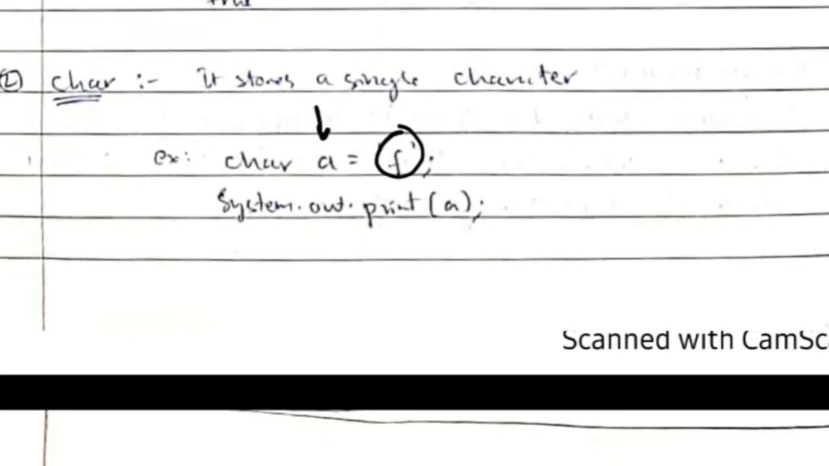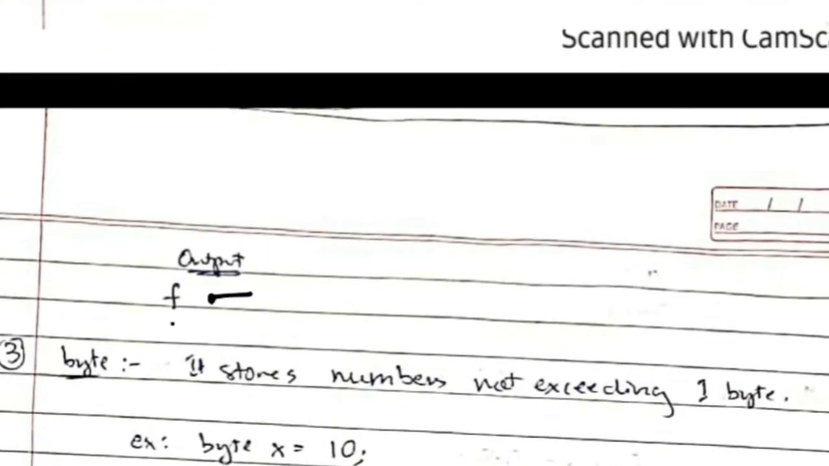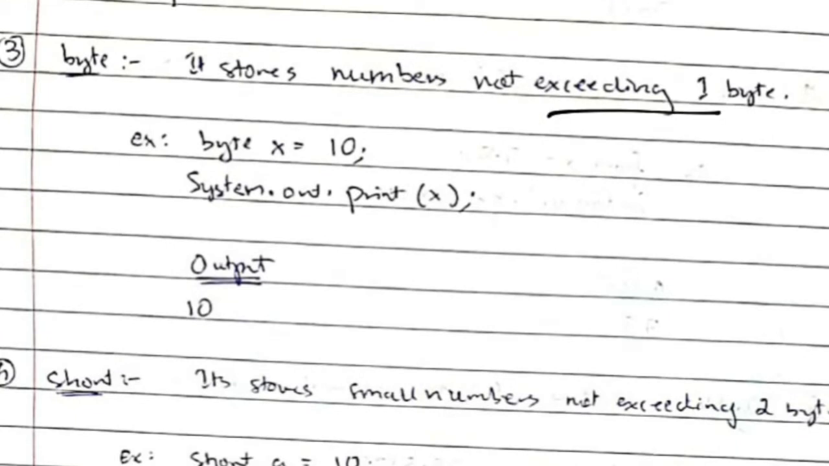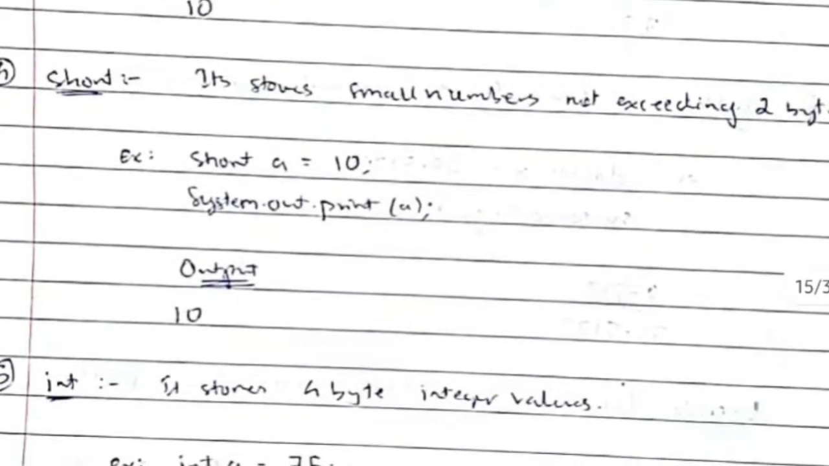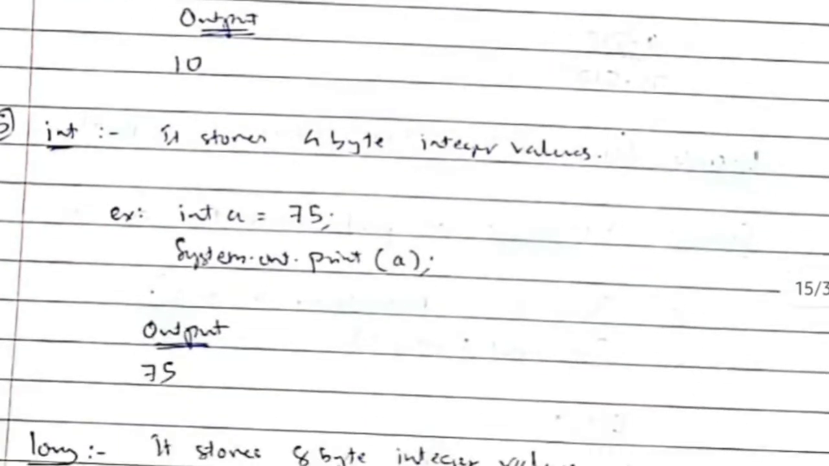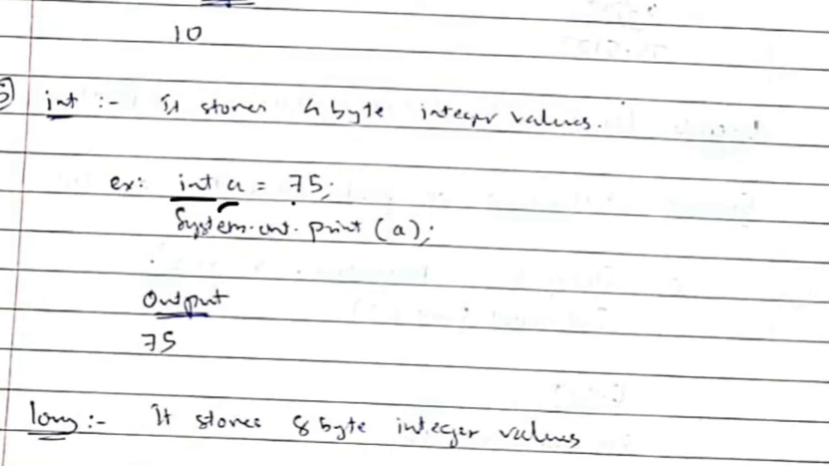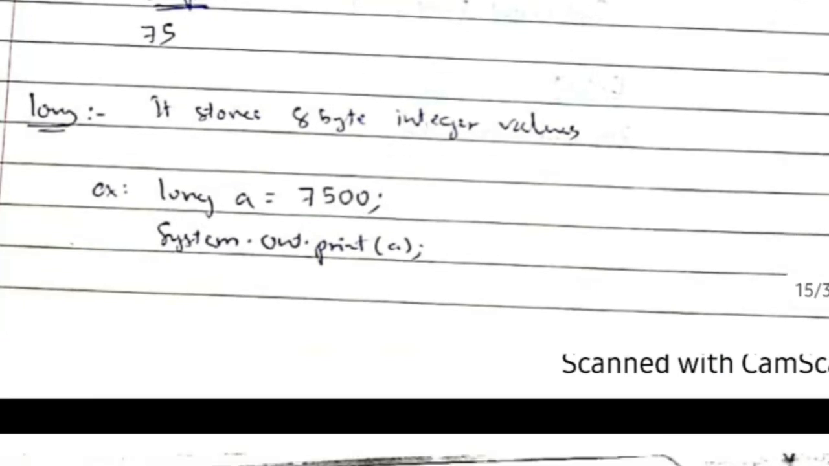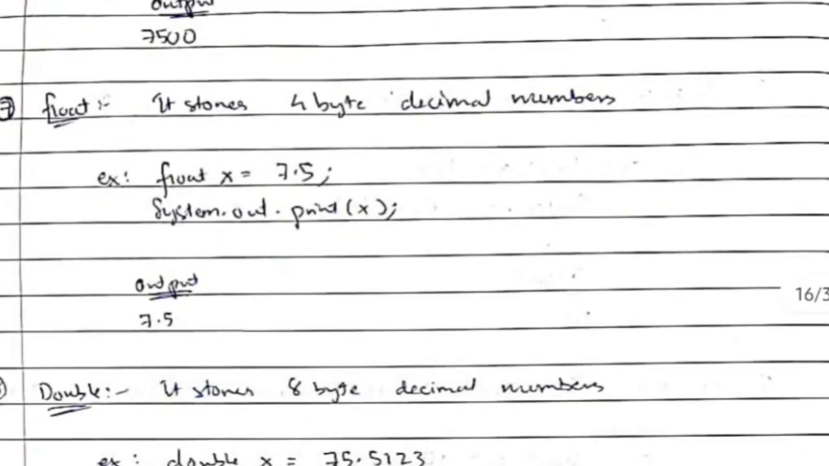Create a variable and store any character, then print it out, and you'll get the output over here. Okay, if you have to store numbers not exceeding 1 byte, you can store using byte. If you have to store numbers not exceeding 2 bytes, you can store using short, or else you can go for int a is equal to 75. Or if you want to store bigger numbers of 8 bytes, at that time you can go for long. Okay, if you have to store decimal numbers, go for float x is equal to 7.5, then print out x, and it will output 7.5.